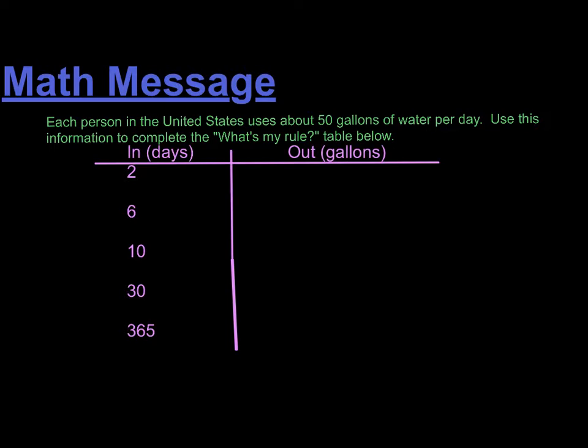So if I put in 2 days and I know that a person uses 50 gallons per day, think about how I would figure out how many would come out in gallons. So if you put 2 days in, how many gallons would you get out? See if you can figure out those 5 problems.